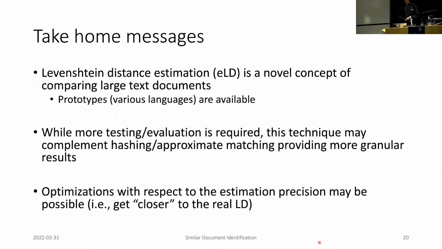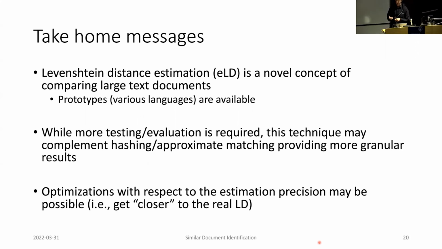That brings me to the conclusion. The Levenshtein distance estimation is a novel concept of comparing large documents. We have prototypes in various languages. I personally prefer now, moving forward, Golang, so that's a new thing now. But the others will work as well, simply a little bit slower.